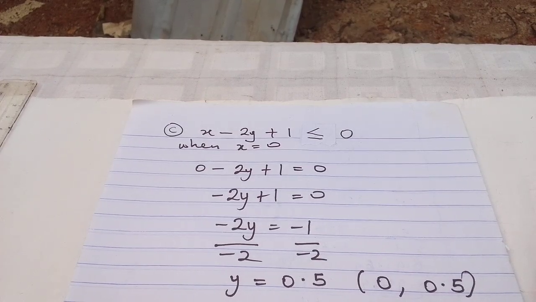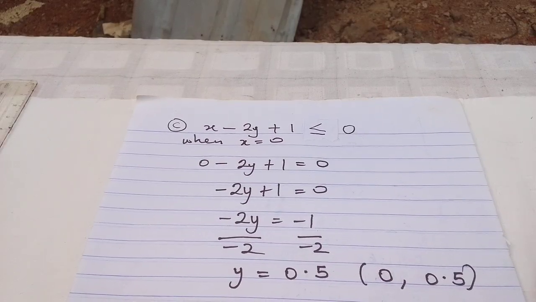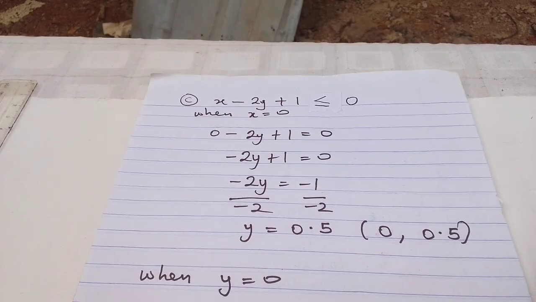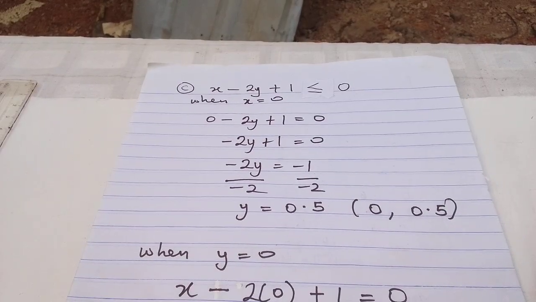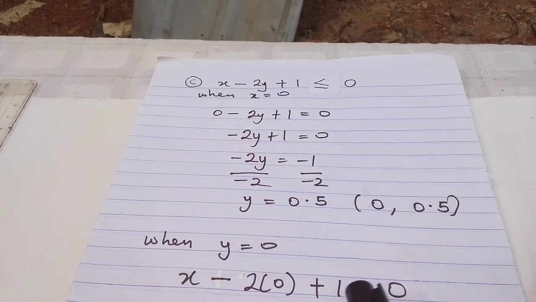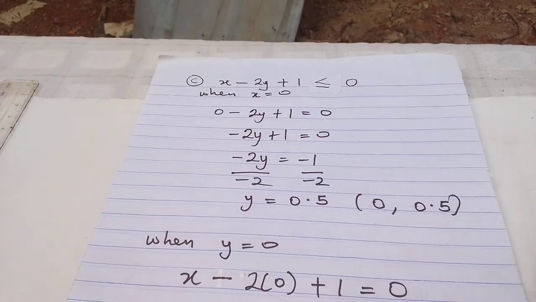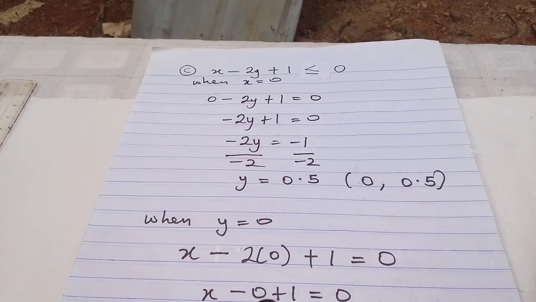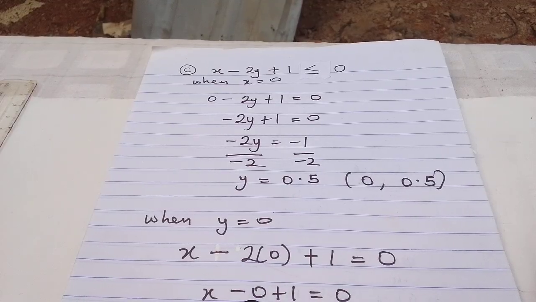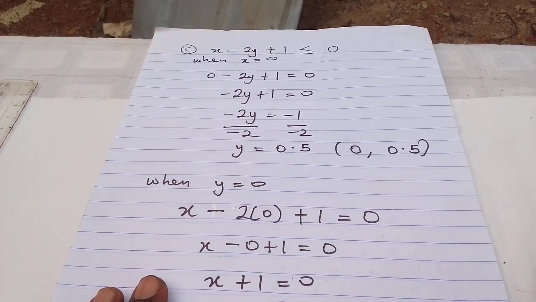Now, let's look at the second coordinate. When y is 0, what will be the value for x? So you substitute 0 for y. So x minus 2 times 0, which is 0, plus 1 is equal to 0. 0 minus 0 plus 1 will give us 1.